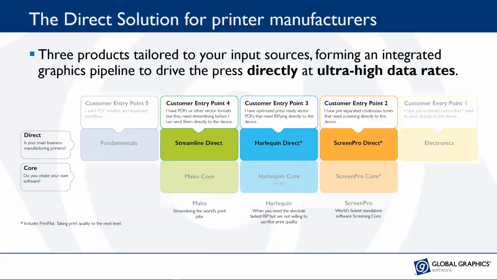Whilst many of you will be familiar with some of our core technologies and could already be working with them, what we're focusing on today is the top row, the direct solution for printer manufacturers. We have 3 products tailored to your input sources that form an integrated graphics pipeline to drive the press directly at ultra-high data rates. It's so fast because we built it from our core technologies, already the fastest and highest quality components, with complete access to the source code and no dependency on any third party. This is tight and optimized integration. Global Graphics has a 30-year track record of innovation, tackling the hardest engineering challenges in digital printing. So what we've created is pretty fantastic. I'd like to now go into each product in detail, moving from right to left, starting with ScreenPro Direct.